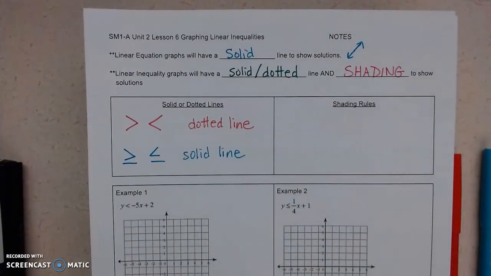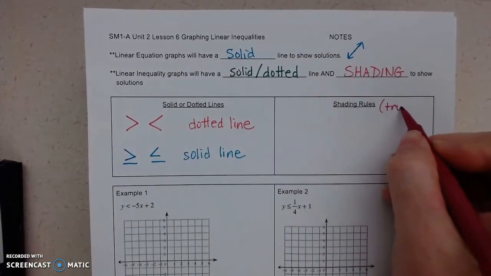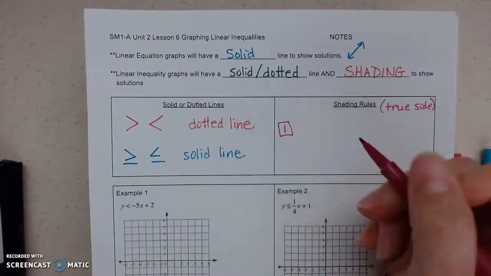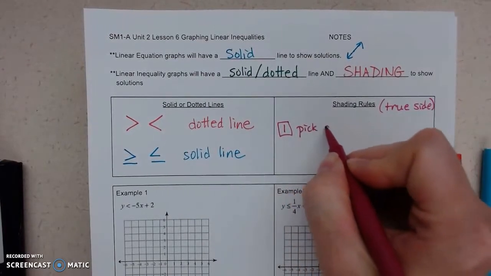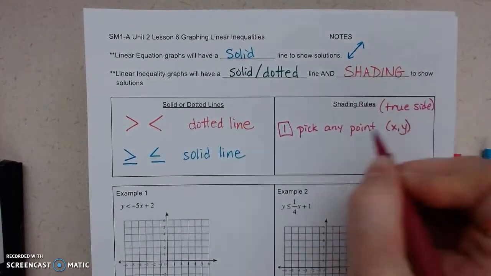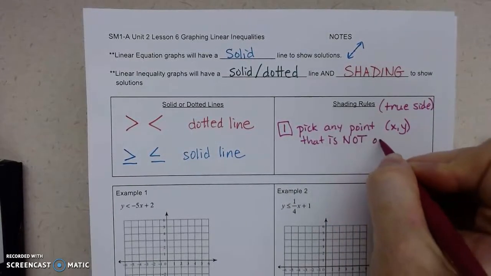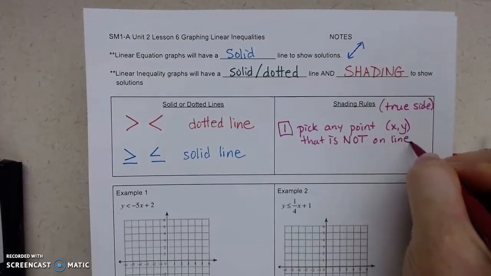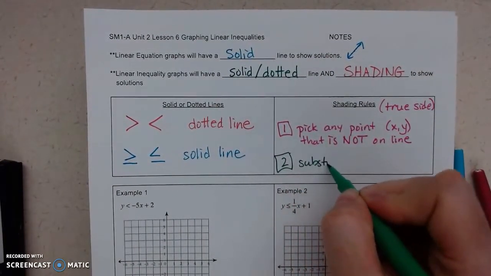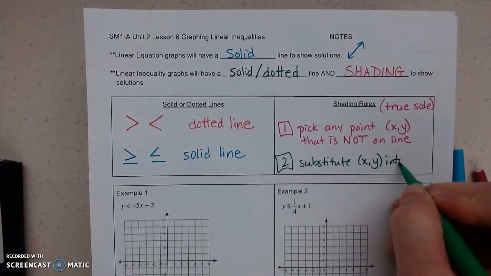Now, the shading rules. There are some shortcuts, but in general, what always works is you want to shade the true side. So my strategy that always works is we're going to pick any point, which is an x, y, that is clearly not on the boundary line, okay? And then you're going to substitute the x and the y into the original inequality.